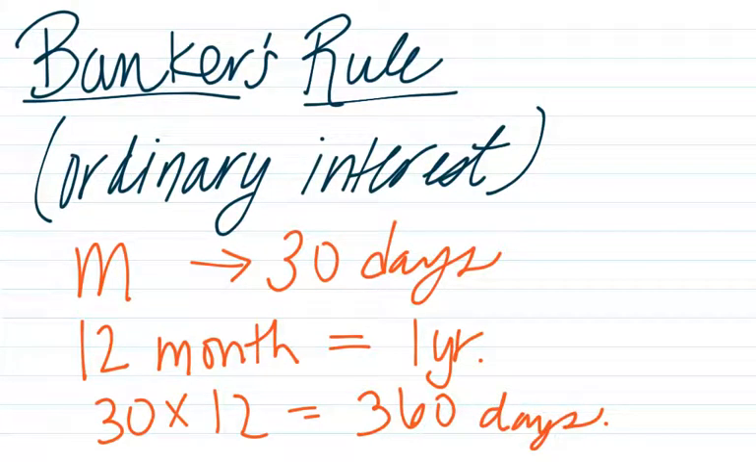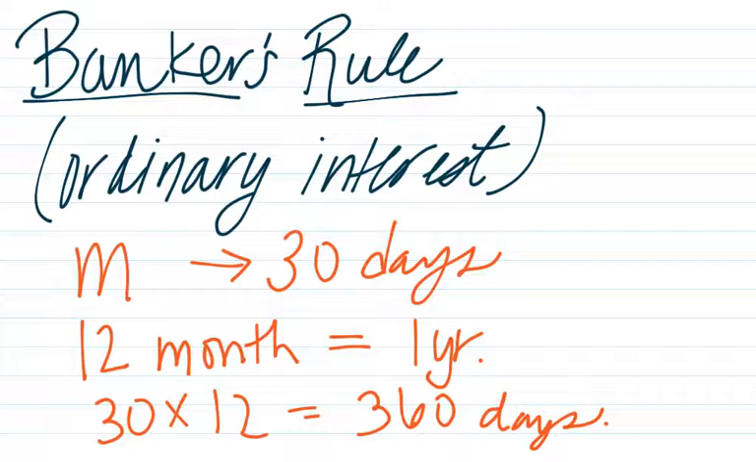Now, we know that there are 365 days in a year because some months have 28 days, some months have 30 days, and some months have 31 days, and then there's sometimes a year where February is 29 days. We know there's that discrepancy, but the banker's rule sets this in stone so that we treat the year like it's 12 months. Each month has 30 days, so there should be 360 days.